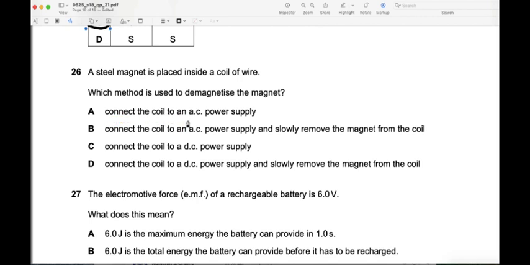A, connect the coil to an AC power supply. B, connect the coil to an AC power supply and slowly remove the magnet from the coil. Yes, after you connect it to an AC, you slowly remove the magnet from the coil. C, connect the coil to a DC. No, anything DC is wrong. So these two are wrong. In demagnetization, we don't connect to a DC, unless you want to magnetize. If you are demagnetizing, you have to connect to an AC. So the best option is B, because you still have to remove the magnet from the coil after you've connected to an AC supply, in order to demagnetize.